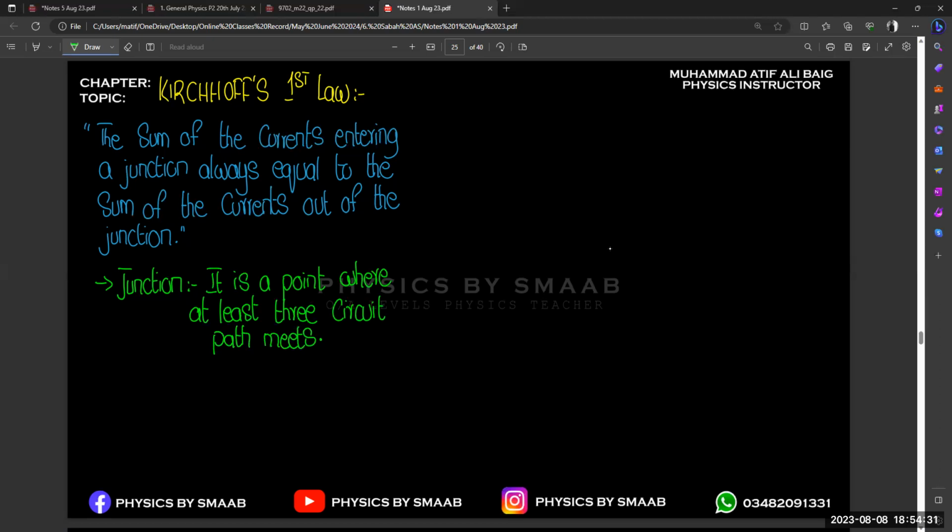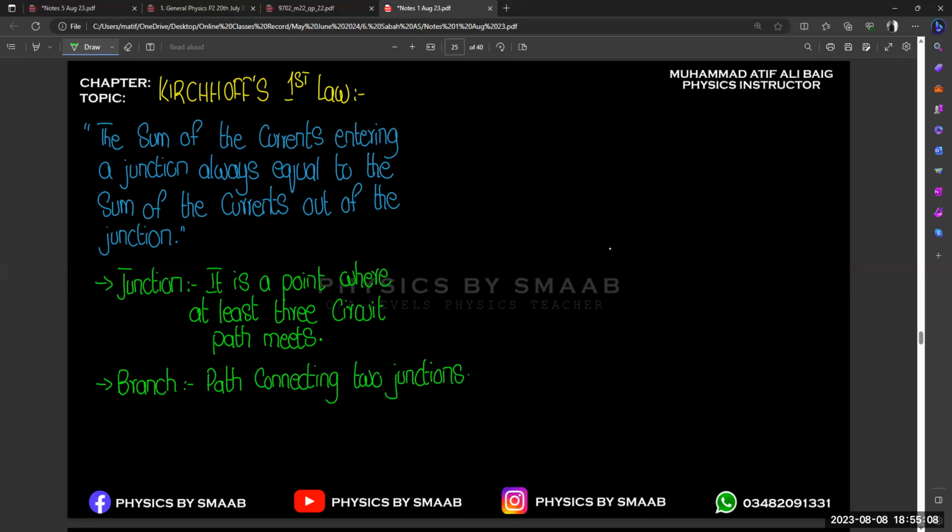And if we talk about only two connections or two circuits connecting, we can say that the two-connection path is known as a branch. A branch is a path connecting two junctions, right? So this is the difference between a junction and a branch.